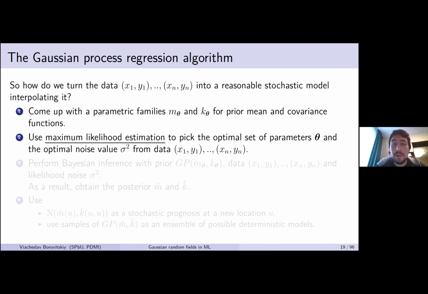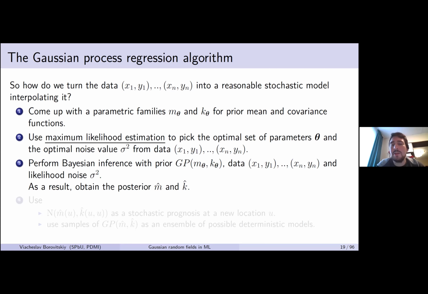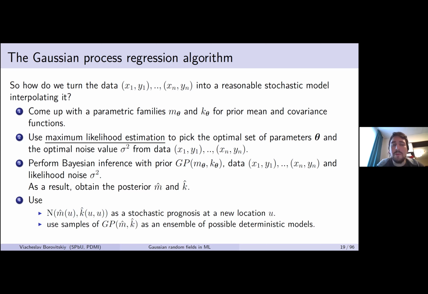So then we use maximum likelihood estimation to pick the optimal set of parameters theta and the optimal likelihood noise value sigma squared from data. So this is the first time we use data to learn something, but it's not the last time, because then we perform Bayesian inference, but now with the already optimized prior and with already optimized likelihood noise. And as a result, we obtain the posterior functions m hat and k hat. And then we can use, for example, the random variable Gaussian of m hat, k hat at some particular point u as a stochastic prognosis at new location u.